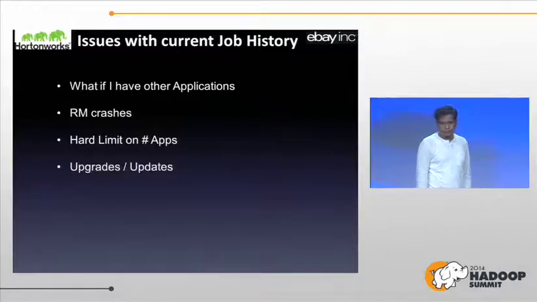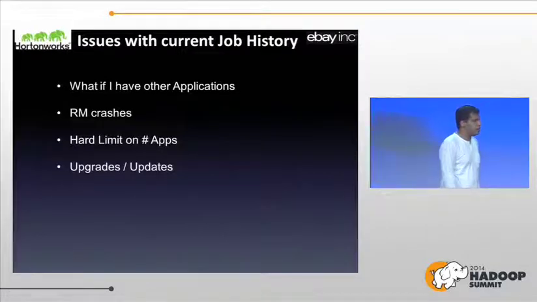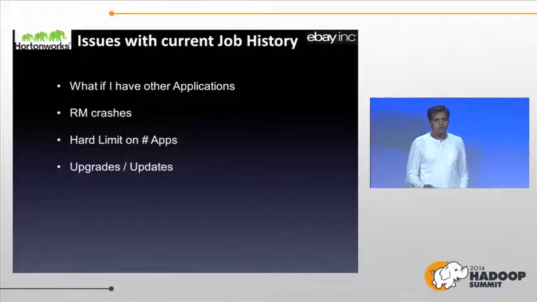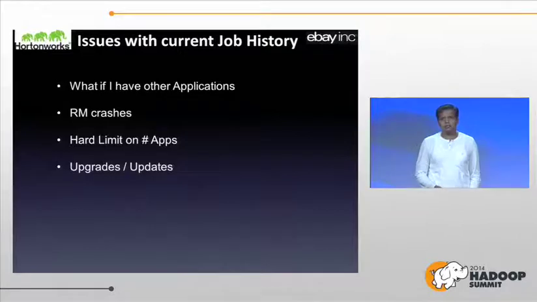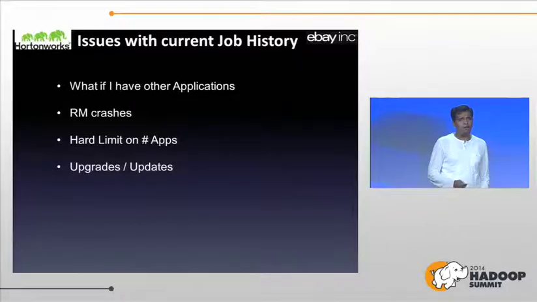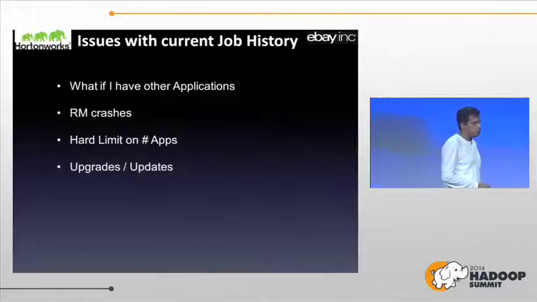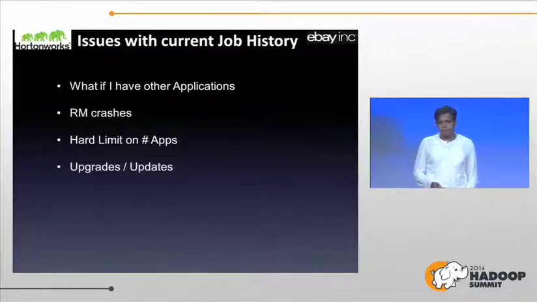What happens when you want to do upgrades, right? You continuously upgrade your cluster, you restart your resource manager to put in new features, new patches, whatever. In those scenarios as well, you will lose the data of your jobs which are not MapReduce, right? So you don't want to do that. These are the motivations why we built the application history server.